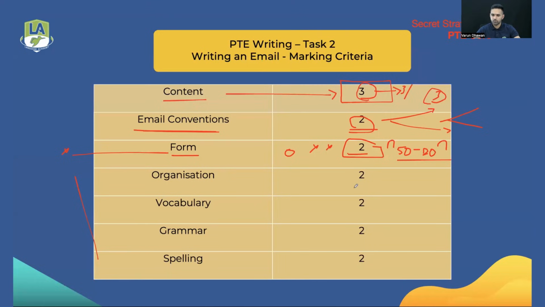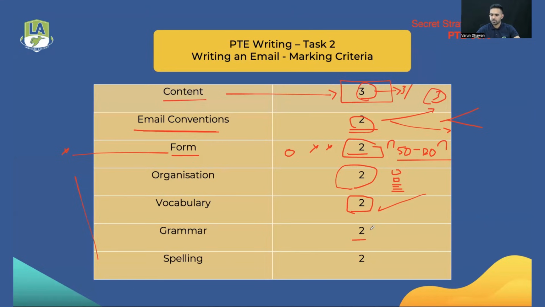in form. 2 points for organization. This is basically about having different paragraphs. You start with a greeting, then you address the topic, then you address 3 themes, and then you sign off the email. I'll give you a template to get full points in organization. Vocabulary, I've included all the important words in the template. It's just about not repeating the same words again and again, and not using any kind of slang language.